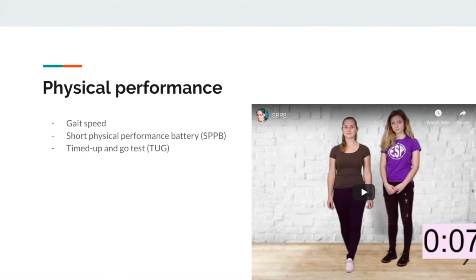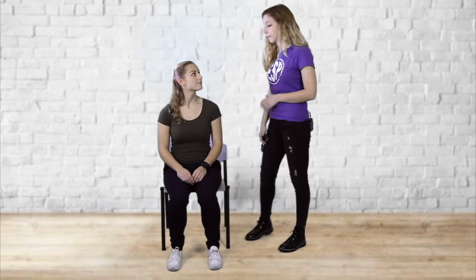Finally, the short physical performance battery is a combined test that includes gait speed, a balance test, and the chair stand test. The following video shows how to execute the SPPB. Short Physical Performance Battery, or SPPB. It consists of assessment of gait speed, balance test, and the chair stand test. First, we will begin with repeated chair stand. Alright, here I have Morena, she will be my patient.